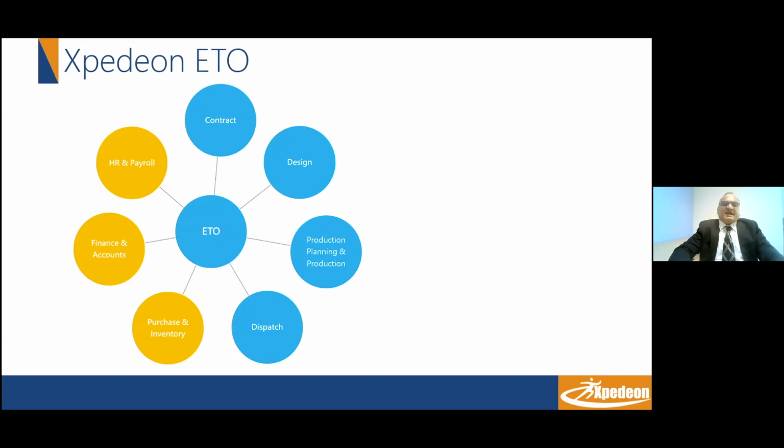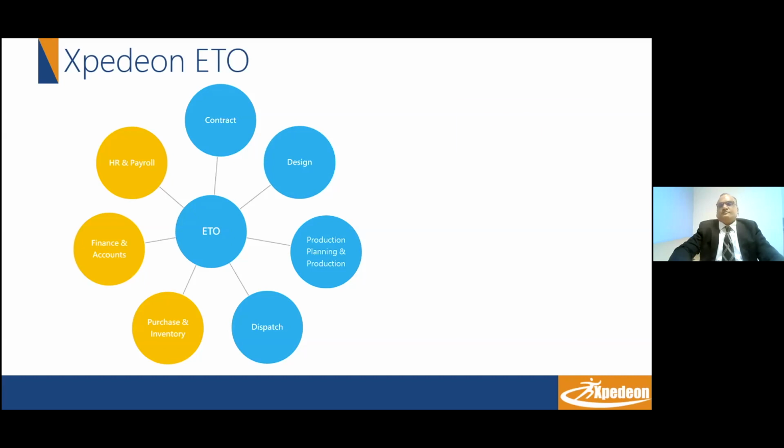Thus, Expedient brings the entire component of ETO industry into one integrated platform to ensure that the required input, required report is available for the project and job, covering from contract to design to production to dispatch in material management, finance accounts, and HR and payroll.